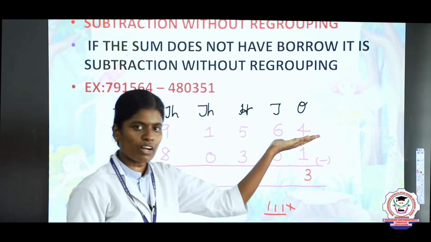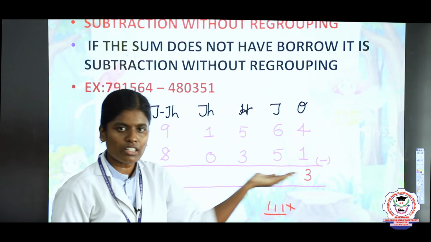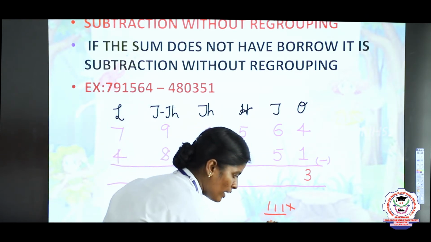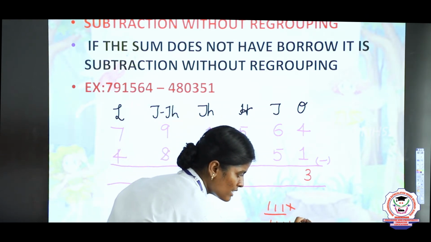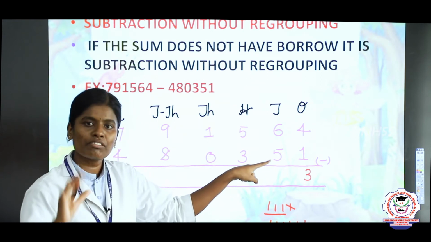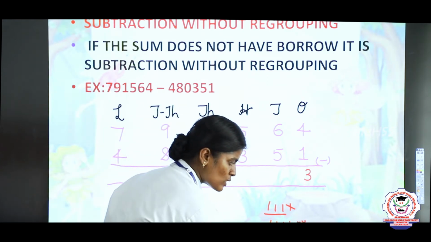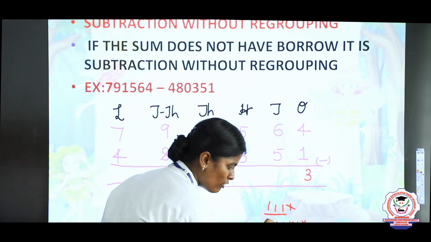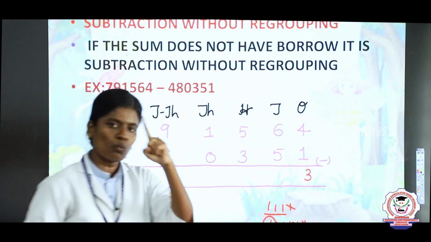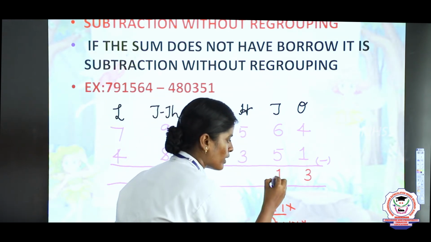Take the tens place value, 6 tens minus 5 tens. So put 6 lines, 1, 2, 3, 4, 5, 6 and subtract how many lines? 5 lines. Subtract 5 lines, 1, 2, 3, 4, 5. Remaining we have the answer 1. So the tens place value is 1.